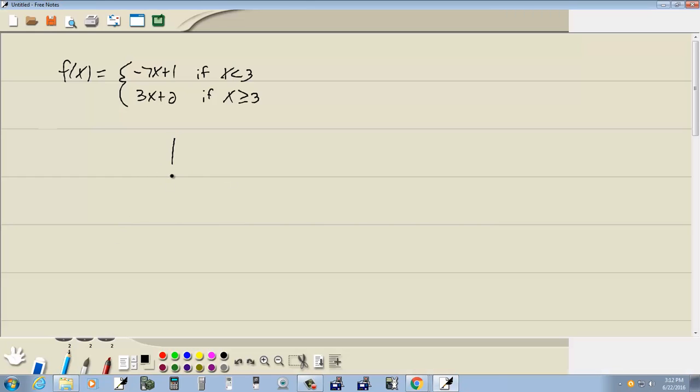Now the range is not as easy. If we graph this, x is less than 3. Okay, well, if I plug in some values, plug 0 in. So I got negative 7x plus 1. If I plug in x equals 0, I'm going to get negative 7 times 0 plus 1. Negative 7 times 0 is 0, plus 1 is 1. So that means this point would be 0, 1.